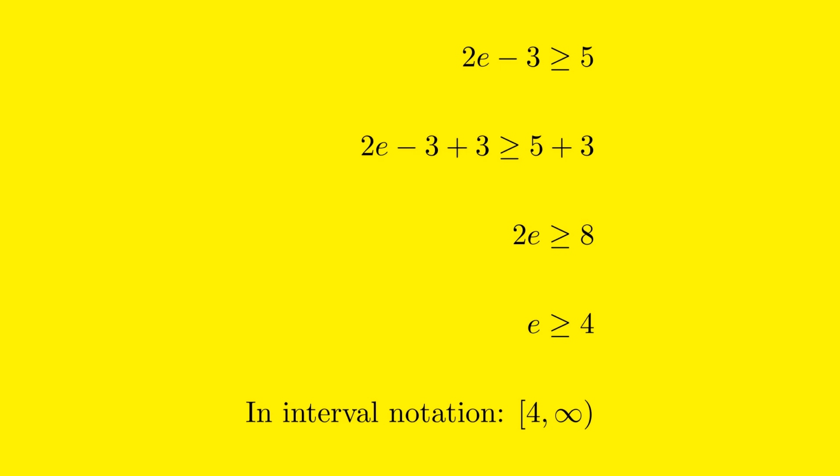So add 3 to both sides of 2e minus 3 is greater than or equal to 5. 2e minus 3 plus 3 is greater than or equal to 5 plus 3. Simplifying both sides, the 3 and minus 3 cancel each other out on the left side, leaving us with 2e on the left side. On the right side, 5 plus 3 equals 8. So our new inequality is 2e is greater than or equal to 8. In interval notation, this would look like e is in the interval from 4 to positive infinity. We will stop here for now and move on to the next step in a moment.